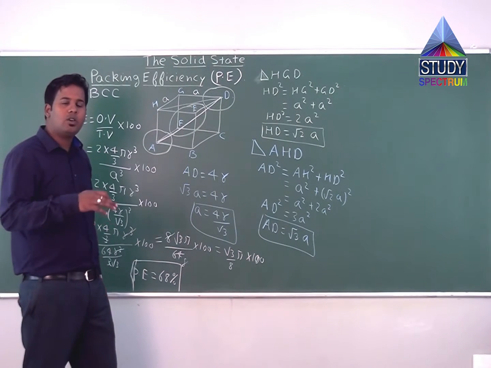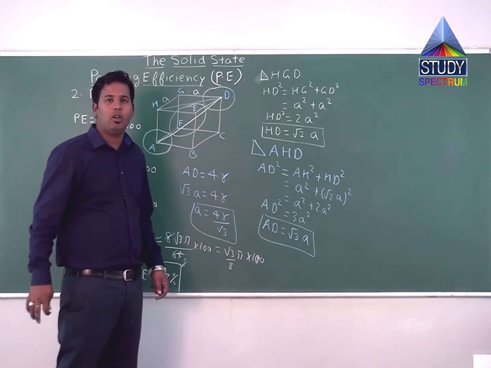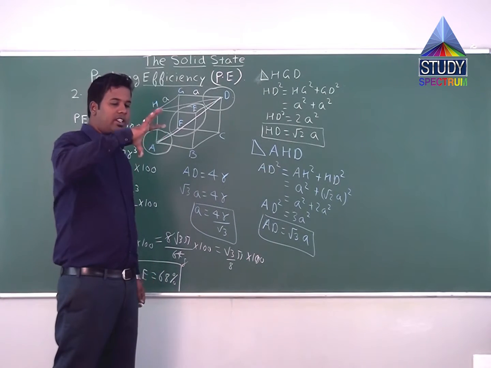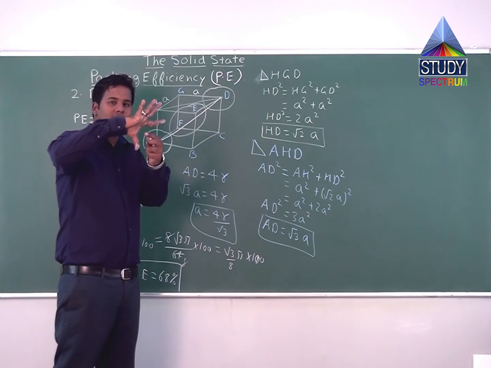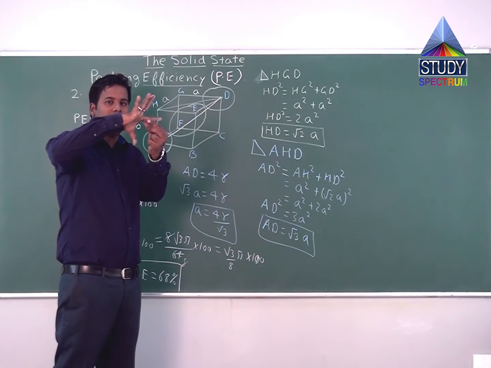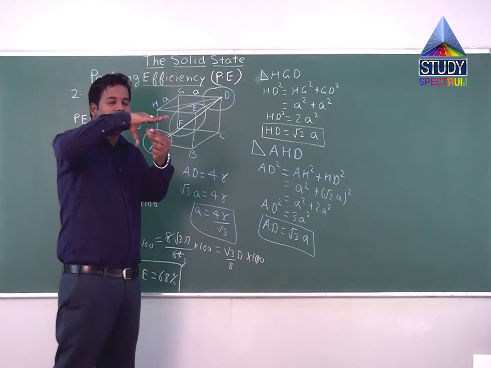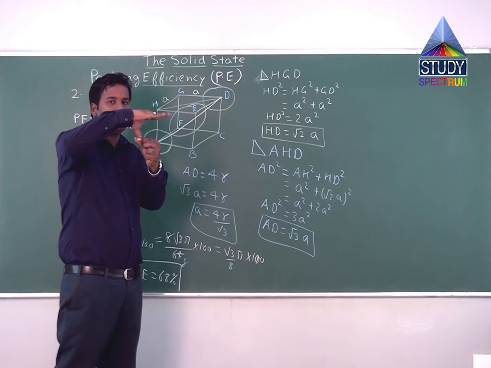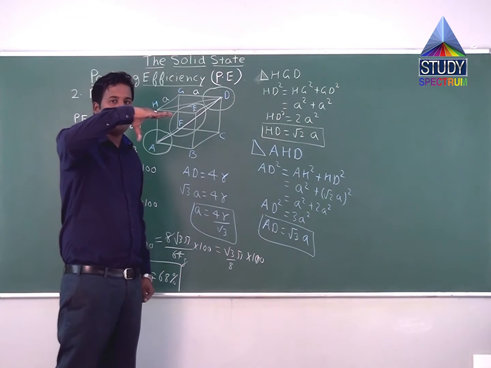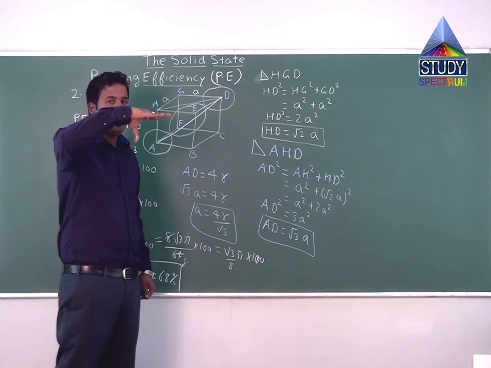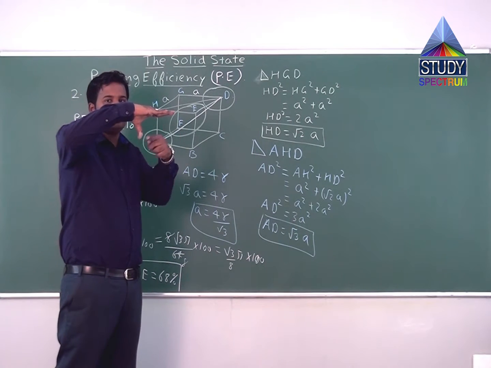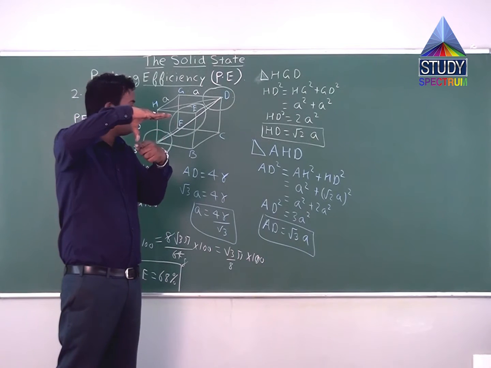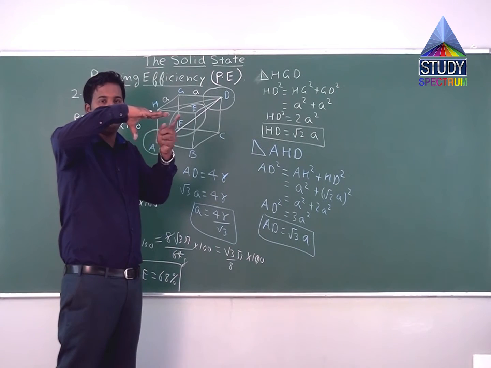Why is it 90? Because they lie in two different perpendicular planes. AH is this length, HD is this length, correct? Since both the planes are perpendicular to each other, this angle is 90 degrees, correct? And AD is this length, which is one of the body diagonals which I have considered for the calculation, AD.